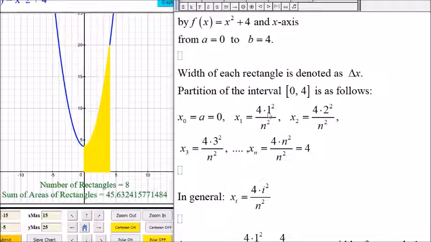And of course, there's an infinite number of ways to partition the interval from 0 to 4. And so we just happen to choose this way. But whatever way we choose, the first must be 0 and the last must be 4. And so if this is the pattern, then in general x of i would be 4 times i squared divided by n squared.